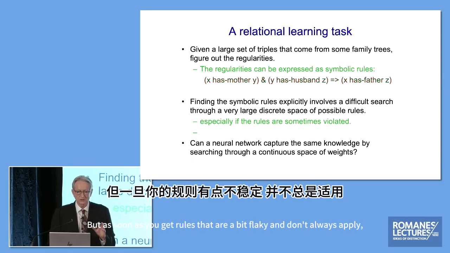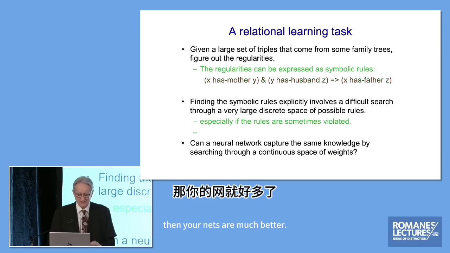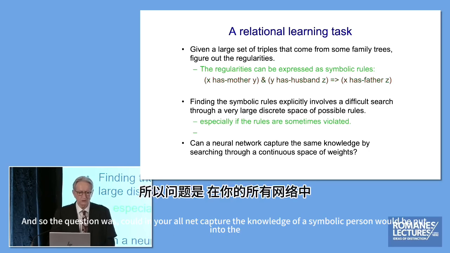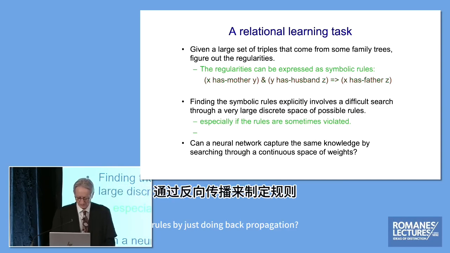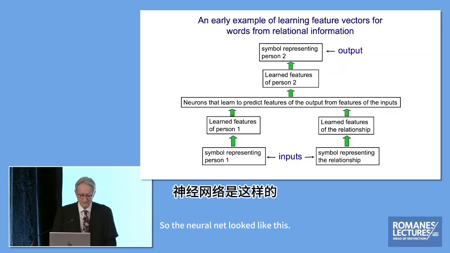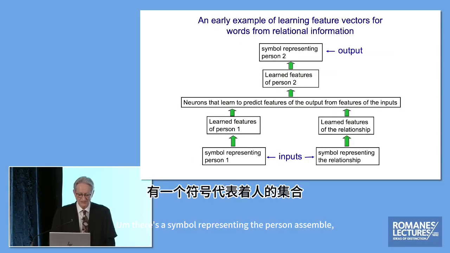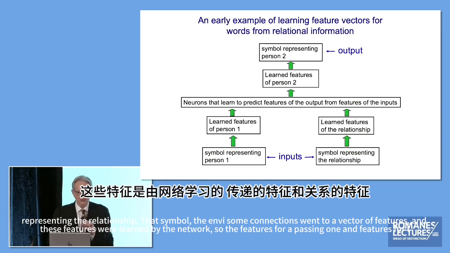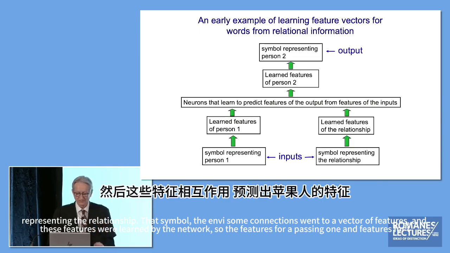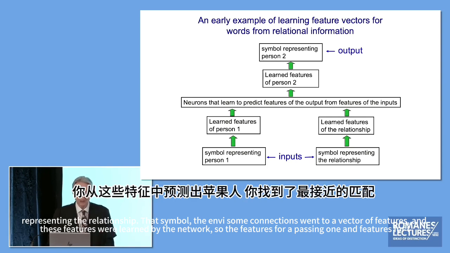But as soon as you get rules that are a bit flaky and don't always apply, then neural nets are much better. And so the question was, could a neural net capture the knowledge that a symbolic person would have put into the rules by just doing backpropagation? So the neural net looked like this. There was a symbol representing the person, a symbol representing the relationship. That symbol, then via some connections, went to a vector of features, and these features were learned by the network. So there were features for person one and features for the relationship, and then those features interacted and predicted the features for the output person, from which you predicted the output person. You found the closest match with the last layer.